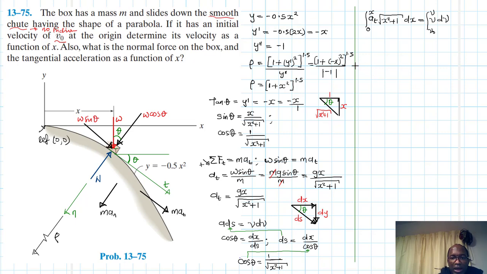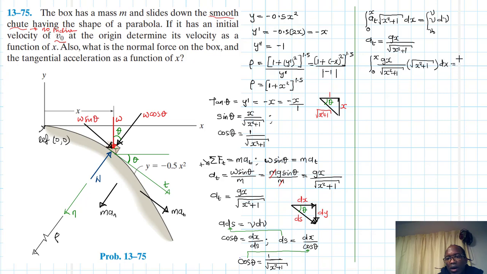So let's replace a_t. We know that our a_t, we calculated it somewhere, there it is, is equal to gx divided by root of x squared plus 1. So let's replace it in there. Then we are going to have the integral from 0 to x of gx divided by root of x squared plus 1, times root of x squared plus 1, dx.